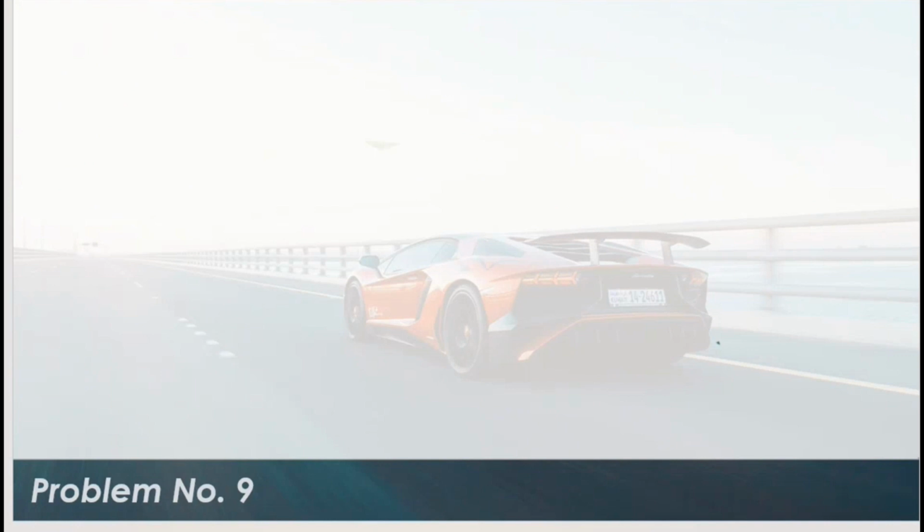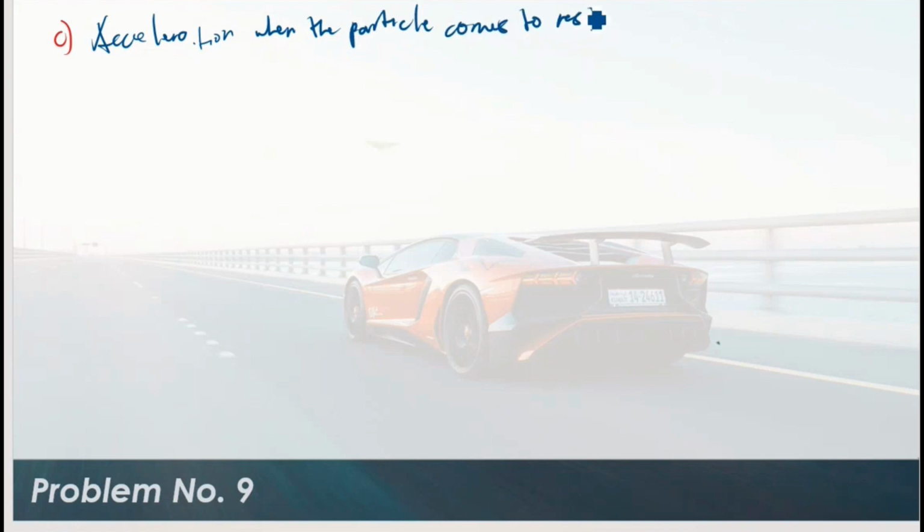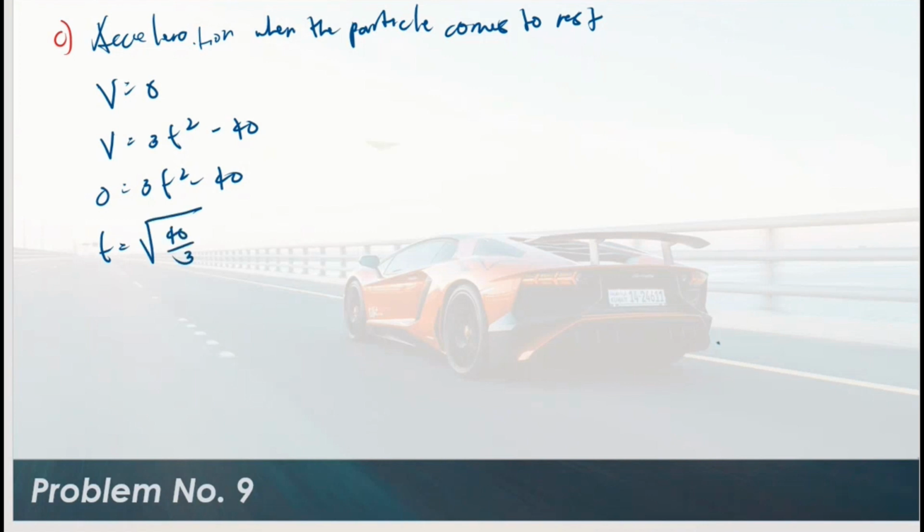We have this one, letter C: the acceleration when the particle comes to rest. Okay? So earlier we had this notion that if the particle comes to rest, the velocity will be equal to 0, right? So what is the velocity formula? 3t squared minus 40. So equating to 0, 0 is equal to 3t squared minus 40. We have the value of time equal to the square root of 40 over 3. So let's leave it as it is so that we are not rounding off numbers in between calculations.